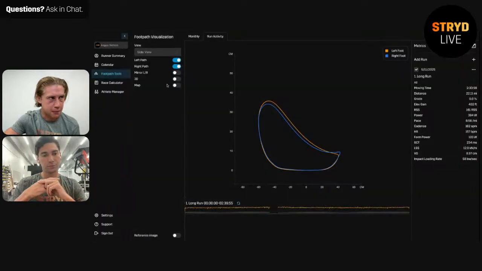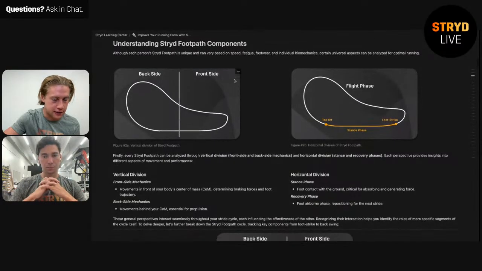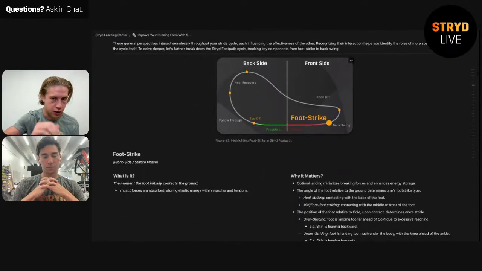So I think by this time the Stryd audience is getting a pretty good idea of what we're looking at. One additional thing, in case you don't have that context on what we're looking at, you can always turn on the reference image on the Stryd Power Center, and this can also help contextualize what you're looking at in terms of that back kick and that follow through, and then landing on the ground here, and that's what we're going to move into as the first part of this article.